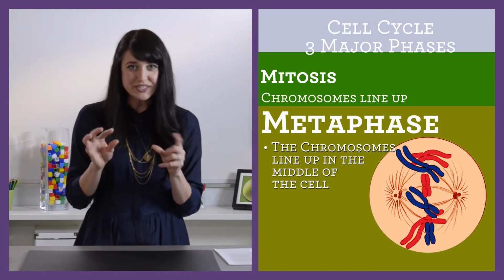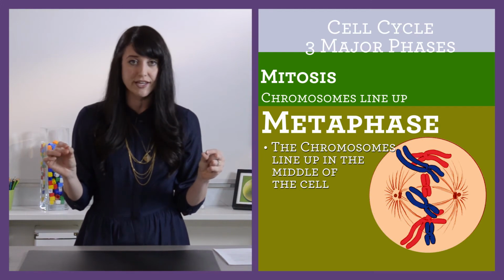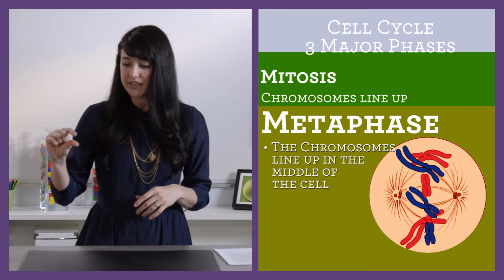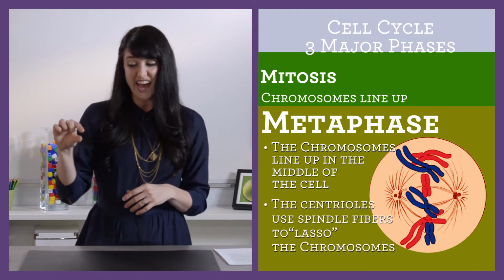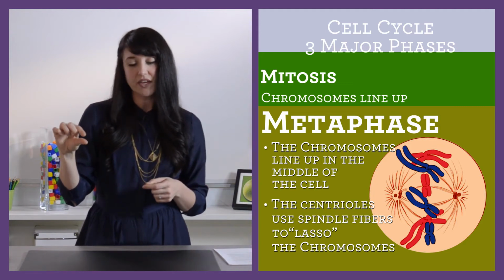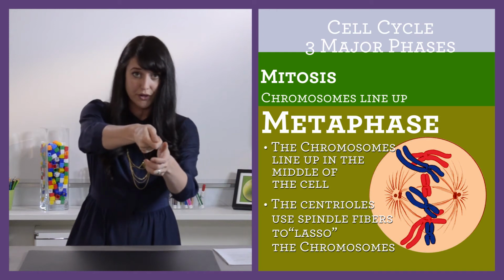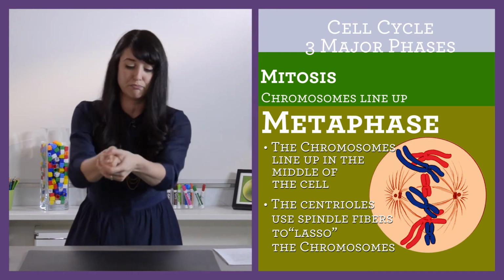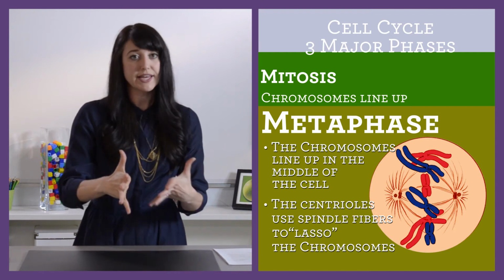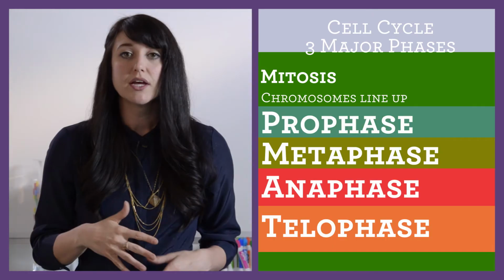So, since those centrioles moved to the opposite poles of the cell during prophase, they then use the spindle fibers. The way you can remember this is, think of the centrioles as little cowboys. They actually kind of look like little tiny cowboy hats, and you can think about them as being cowboys that use the spindle fibers to lasso those little chromosomes and pull them into the middle of the cell. This then prepares the cell for the next phase, where the chromosomes split.